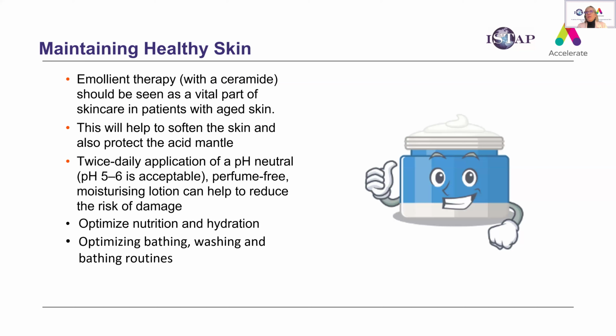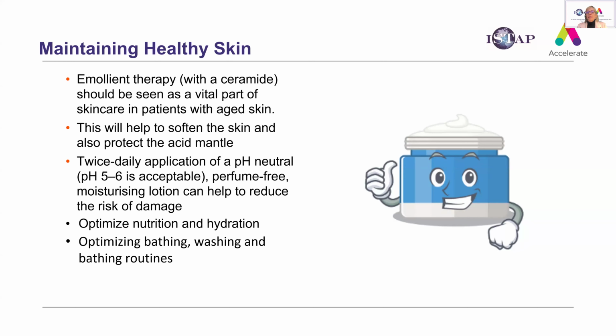So maintaining healthy skin, emollient therapy with a ceramide is preferred, and it's a vital part of our skin care in patients with aging skin. This will help soften the skin. Emollients replace intercellular lipids and smooth the skin by filling in the spaces between the rough and dry skin cells. It promotes that moisture barrier function, and it slows the loss of that transepidermal water loss.